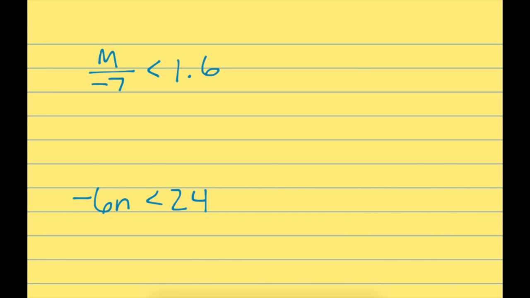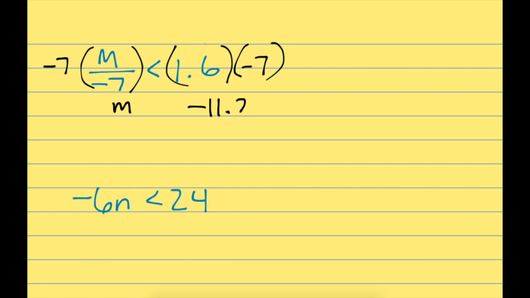Okay, so with the top one, we have m divided by negative 7. We're going to solve that by multiplying by negative 7. So we get m, and on the right, we get negative 11.2. But because we multiplied by a negative, we had to switch the sign, and it becomes greater than. M is greater than negative 11.2.